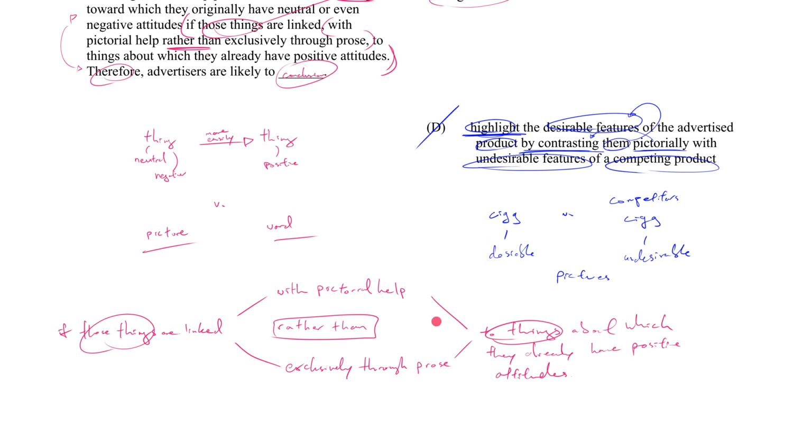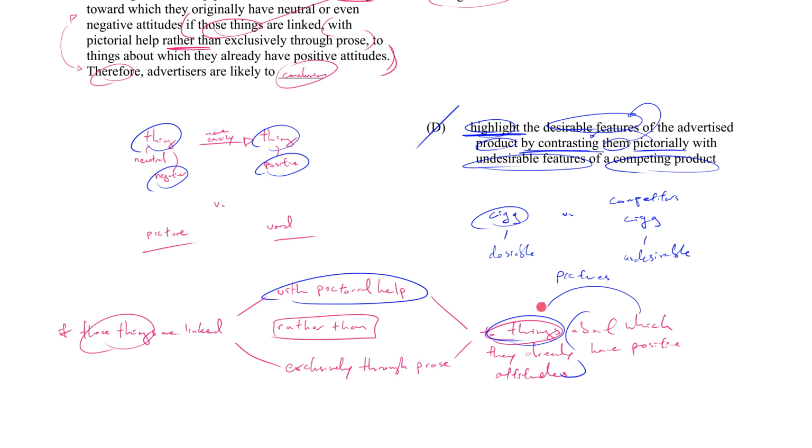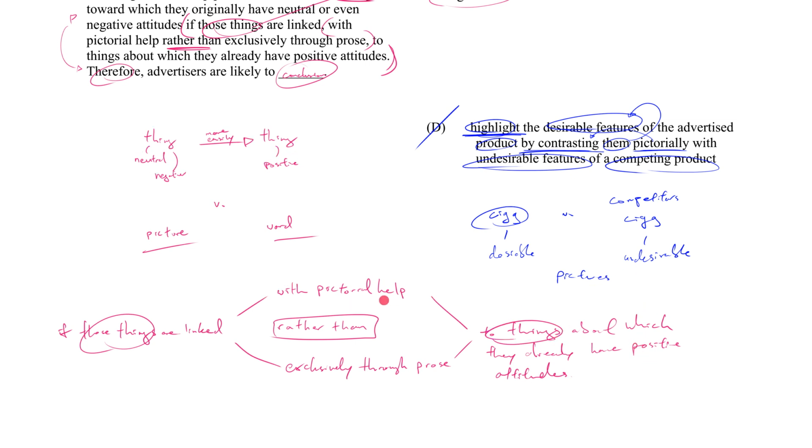What the advertisers just learned about consumer psychology is this: if cigarettes were a thing about which consumers were already negative and you want them to be positive about cigarettes, what you do is link cigarettes pictorially to something else about which consumers already felt positive. I gave the example of an A-list movie star smoking a cigarette. Whatever is going on in D, it's got nothing to do with what the advertisers learned about consumer psychology. Something else is going on in D.